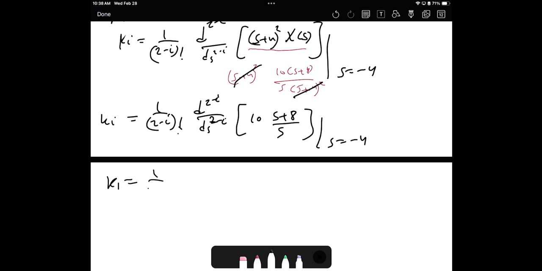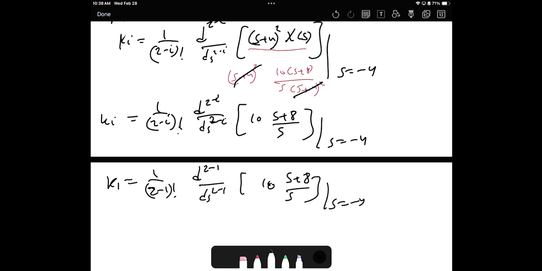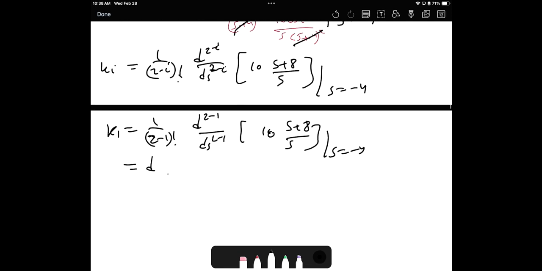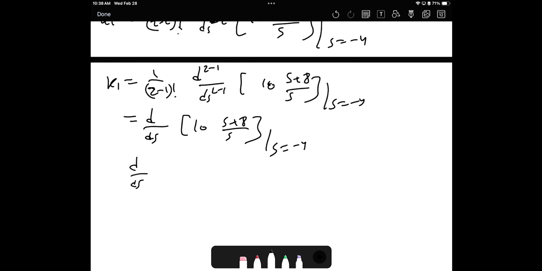So k1 will be 1 over (2 minus 1) factorial, which is 1 factorial, which is 1, d^(2 minus 1) over ds^(2 minus 1) of 10 (s plus 8) over s, when s equal to negative 4. Then basically it will be the derivative with respect to s, because 1 factorial is 1, of 10 (s plus 8) over s. In order to make it easier, I prefer to say s over s and 8 over s. So it will make it the derivative of 10 times (1 plus 8 over s).